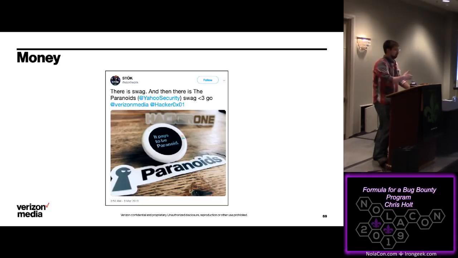There's kind of a twist on the Field of Dreams adage in the world of bug bounties: if you pay them, they will succeed. If you point them in a direction and offer money, they will find that thing.